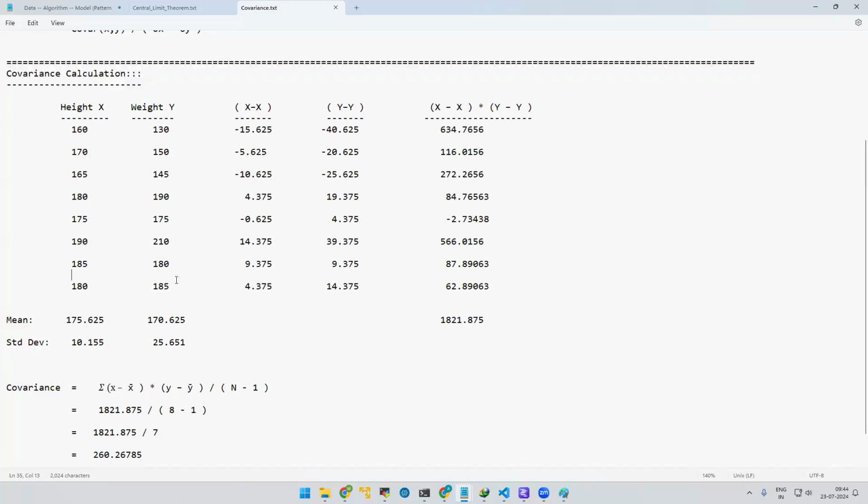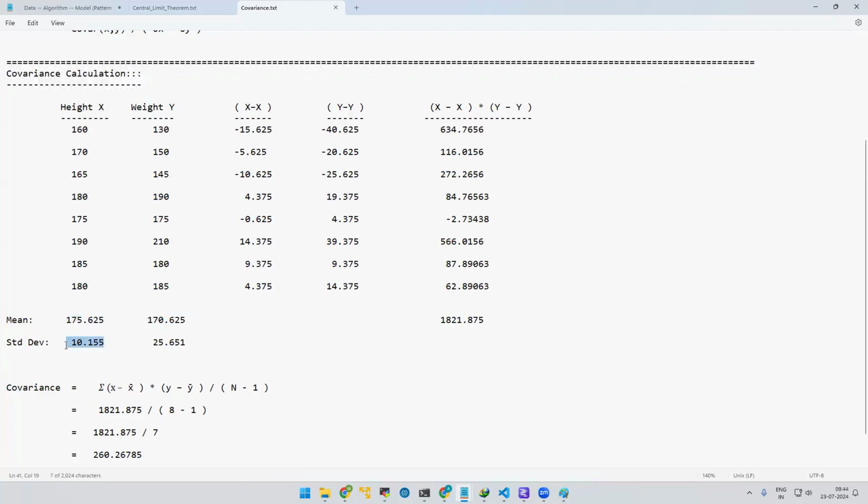Height and weight? No. And here we need to find out the mean of these weights and heights. The mean of height is 175.65. How do we get the mean of this? 160 plus 170 plus, we need to sum up and divide by how many values we have? 1, 2, 3, 4, 5, 6, 7, 8, right? So we got the average for this height. The same way we got the average for weight.